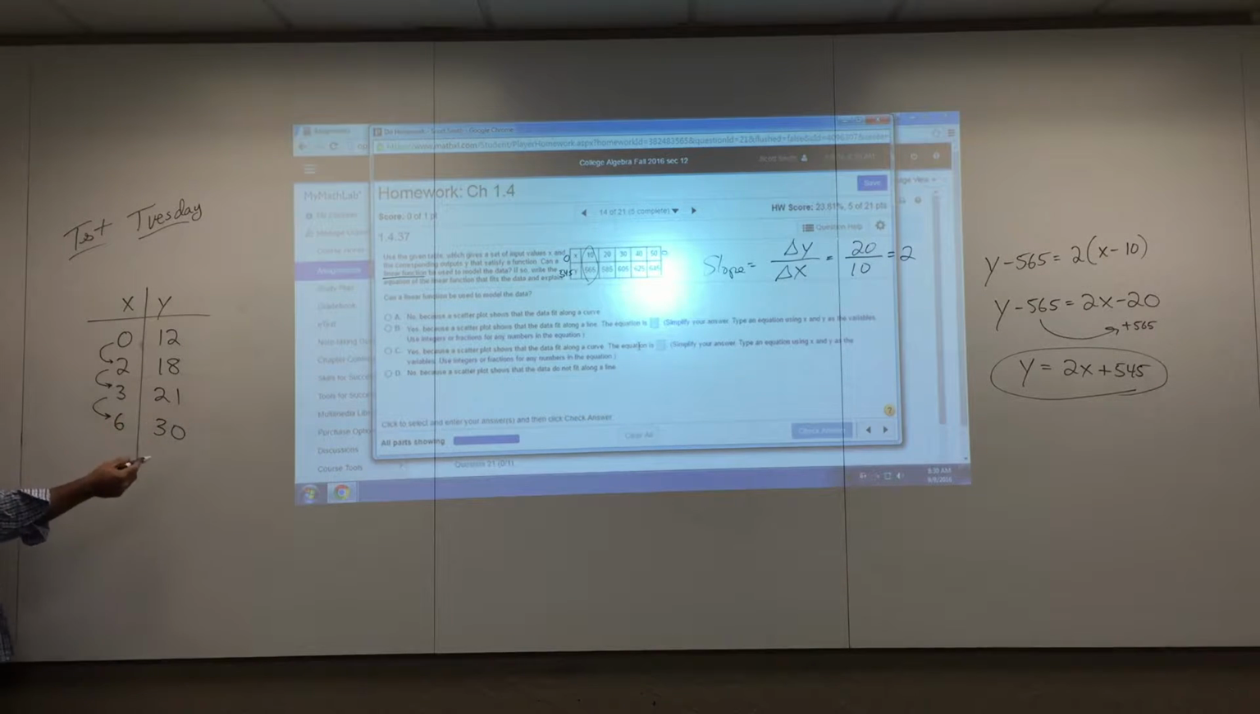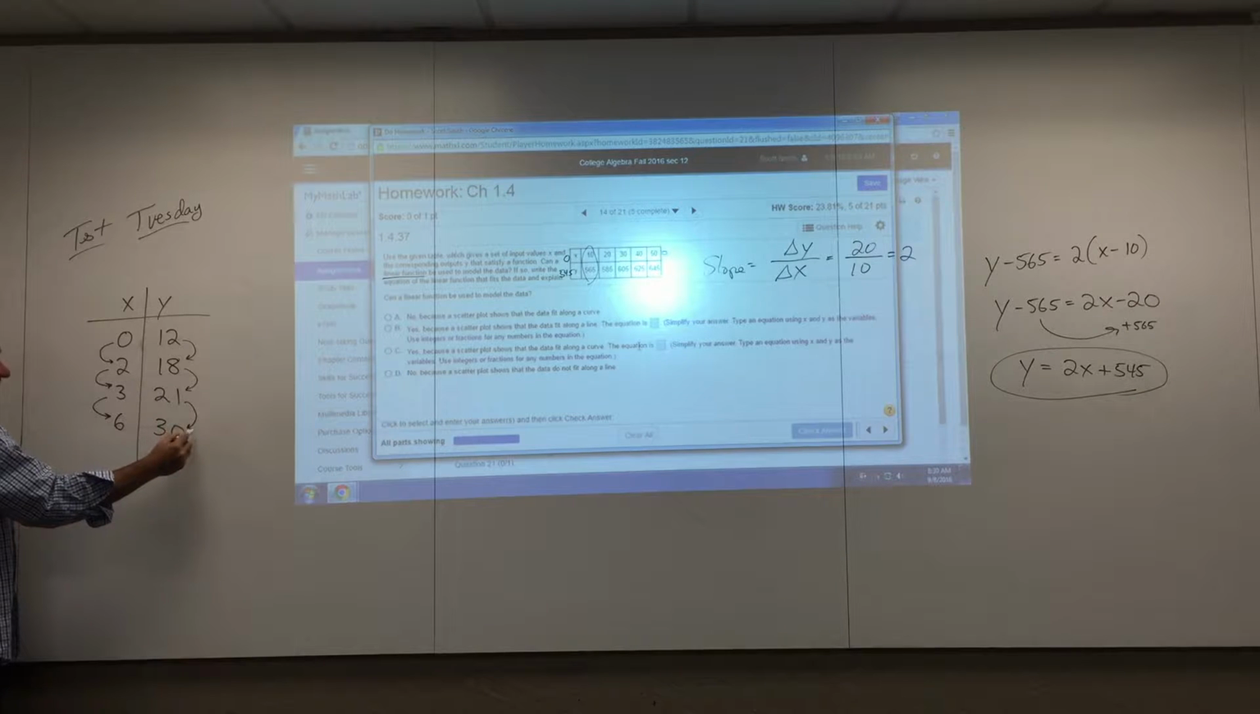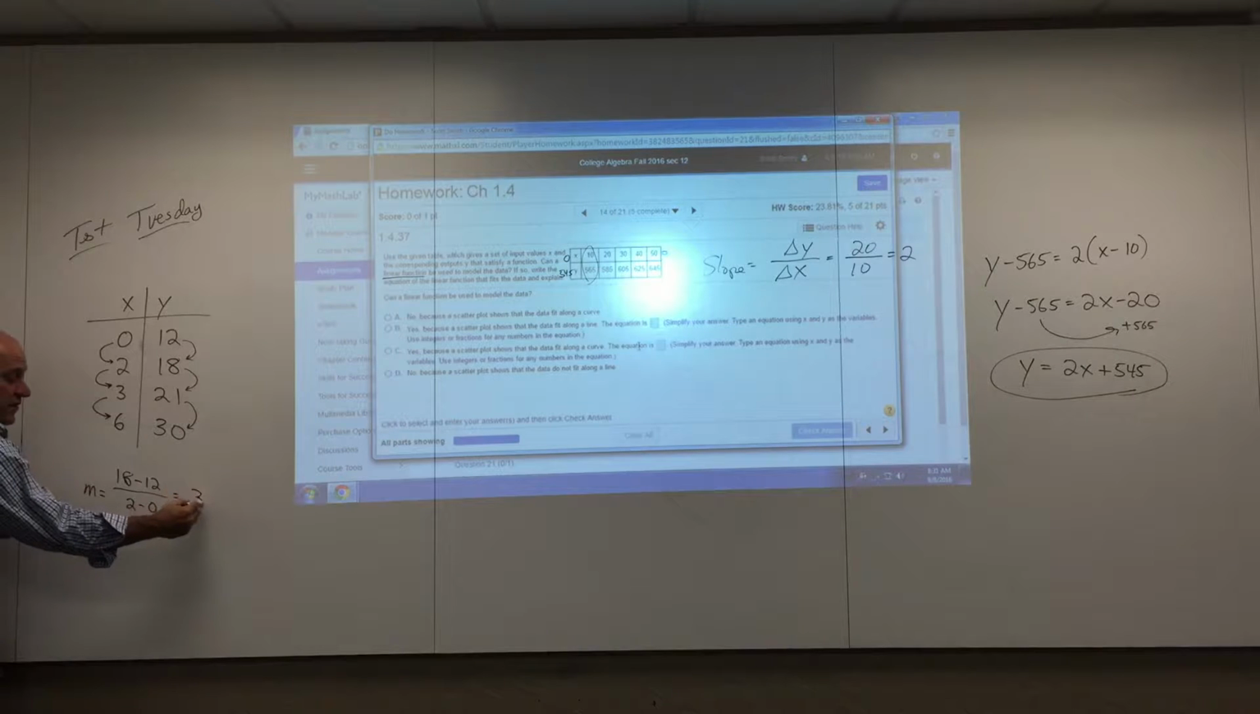So hang on, what's my y doing? It changes 6, then it changed 3, then it changed 9. I'm doing this in my head. What I should do maybe is calculate the slope. What's 18 minus 12 over 2 minus 0? That's one way to calculate that slope. What is that? It's a 6 over 2, which is a 3.